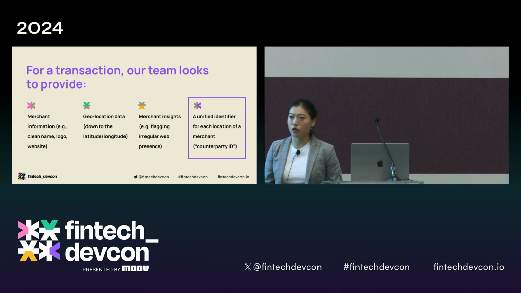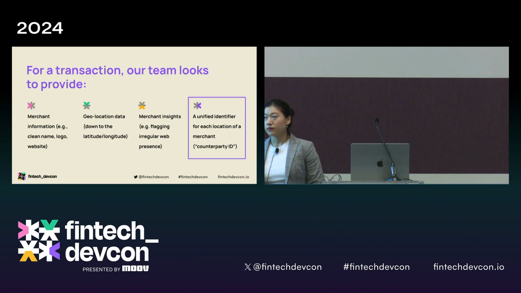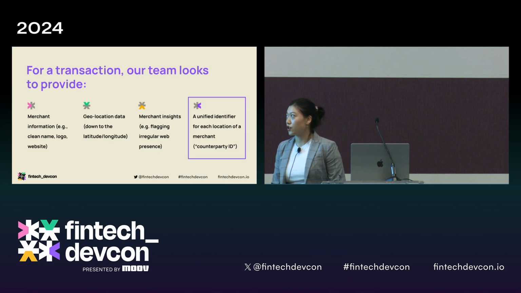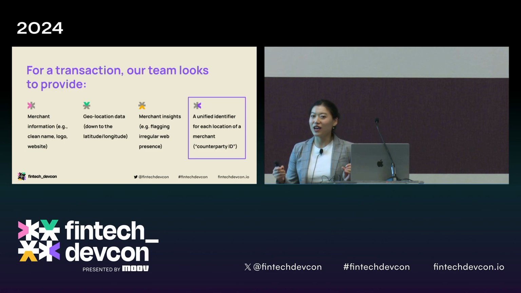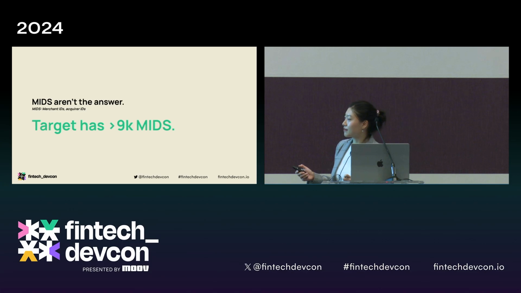For instance, Starbucks. Every Starbucks in the US should have only one counterparty ID. And we call this process counterparty clustering. But as many of you know from trying to do that, this is not easy. Let's take a look at why together.